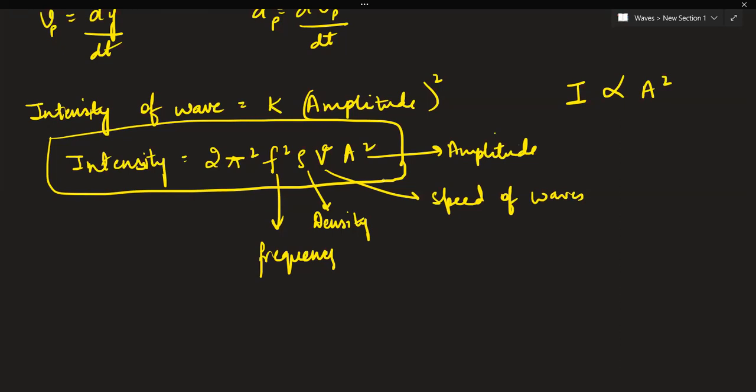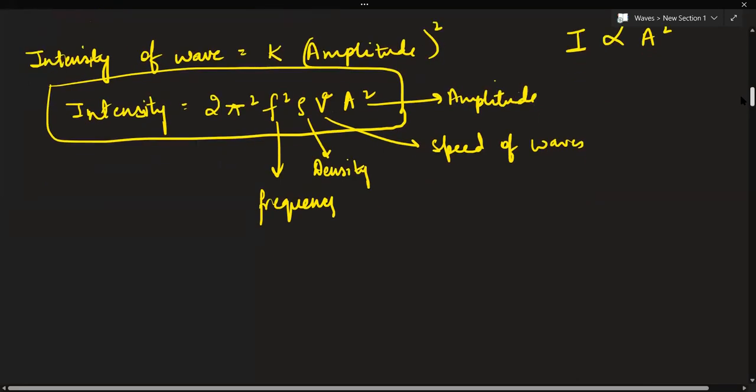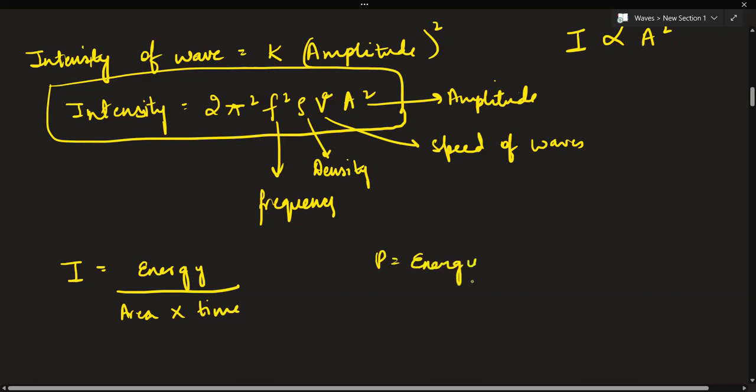Also if you have to relate it to power, because many times intensities are not given directly, power is provided. Intensity is basically energy per unit area per unit time. So you can write it as the energy for 1 meter square area passing in 1 second, meaning per unit time. And energy by time is power. Power is energy divided by time. So intensity will be power divided by area. Is this clear?